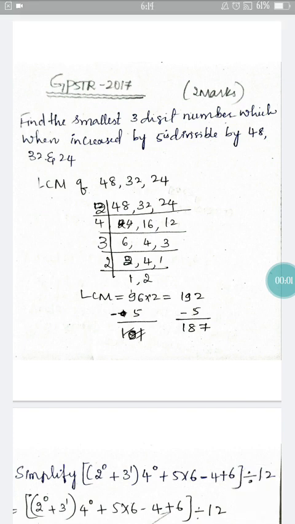Hello friends, here we are discussing GPSTR 2017 2 marks question answers of mathematics with answers, right? So let me start with the first question. Before starting the answers, let me say something.